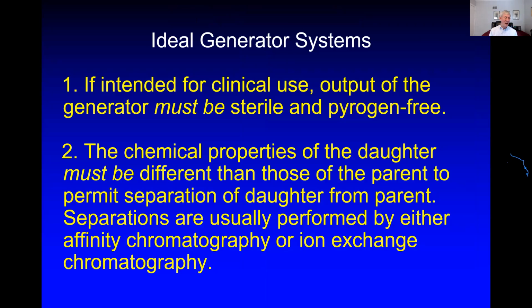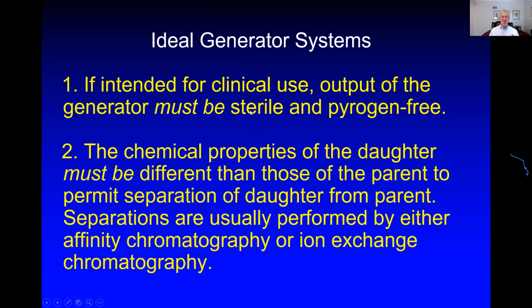It doesn't matter what the half-lives are, what the parent is, what the daughter is, what the purpose is. Every generator system has to meet all the following properties to be considered ideal or perfect. Number one, the output from the generator has to be sterile and pyrogen-free. Sterile means, in a short sentence, it contains no life forms. We think about bacteria, but if it's sterile, it has no bacteria, no viruses, no spores, no fungus, nothing that is either alive or could generate life like a spore.